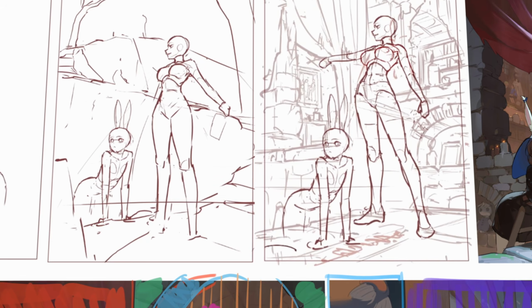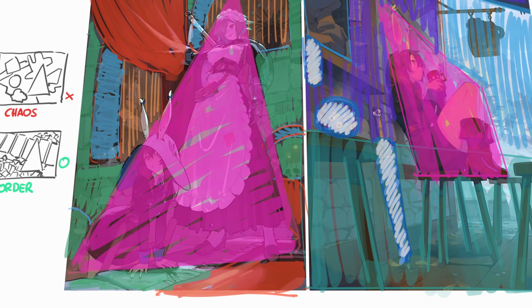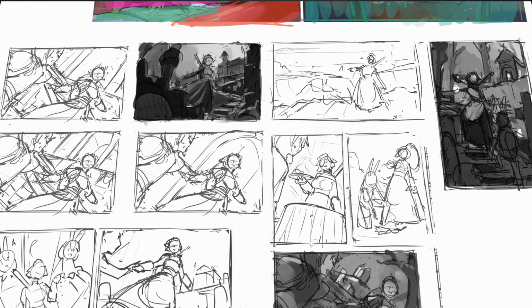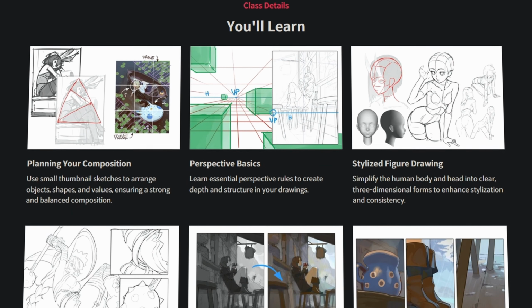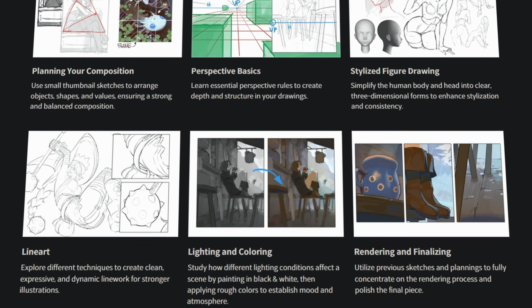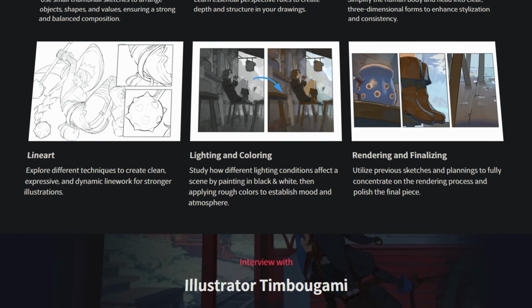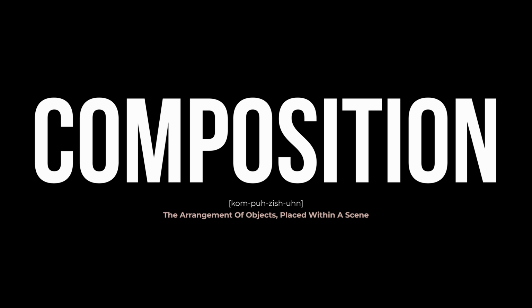The course is designed for beginners and intermediate artists that want to get better at drawing characters and backgrounds in an anime style. The course covers a lot of fundamentals of art such as composition, perspective, lighting, coloring, rendering, and more. But in this video, I want to focus on the topic that I think helped me the most in improving my art: composition. Composition is the arrangement of objects placed within a scene.